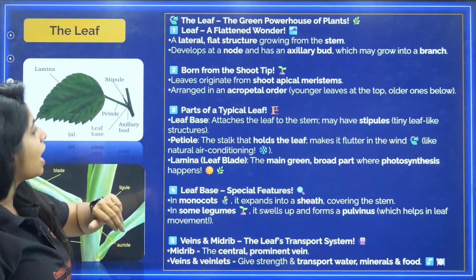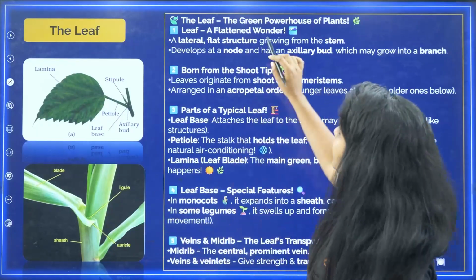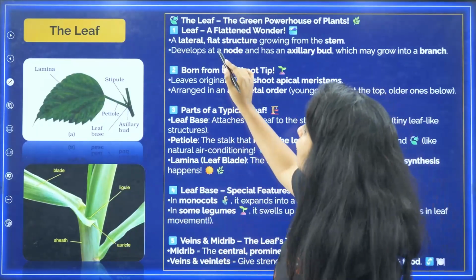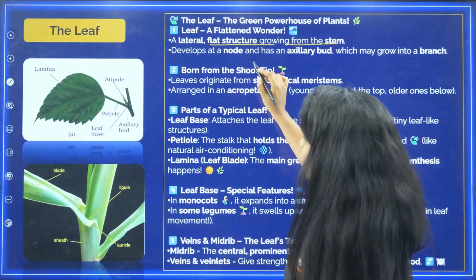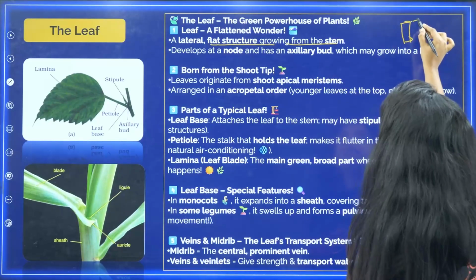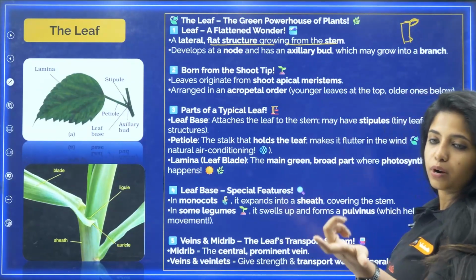Okay, now we have the leaf. Again, the most important part. What is the leaf? The green powerhouse of the plant. So the leaf is basically a flattened wonder. It is a lateral flat substructure growing from the stem, and it develops at the node. Yes, it develops at the node, my dear children, and has an axillary bud. What does the axillary bud do? It can give rise to a branch or flower.